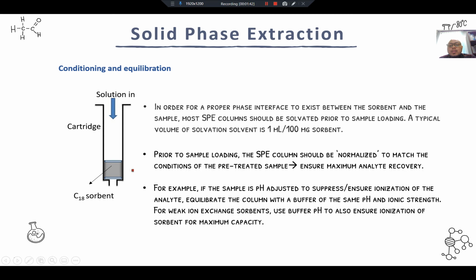So contohnya kalau you nak buat ion exchange extraction, you want to extract ions, so you need to adjust the pH so that the sorbent dia dapat form the bonding ataupun interaction, absorption with the ions. Okay, so you need to adjust that. That's why here for weak ion exchange sorbent, use buffer pH to also ensure ionization of the sorbent for maximum capacity. So usually bila kita dapat ni kering lah kan, so you need to adjust.